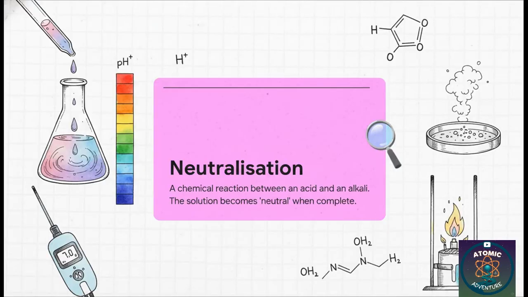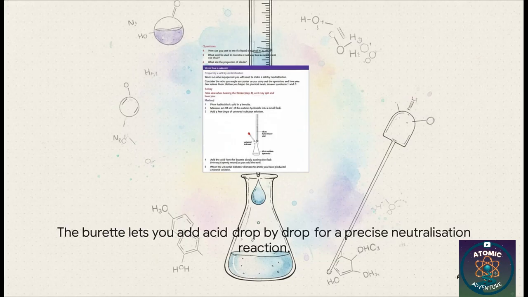So what exactly is neutralization? Well, it's just the process where an acid and an alkali chemically cancel each other out. When you've added just the right amount of each, the final solution is neutral. It's not acidic and it's not alkaline. Now, because both of our ingredients are clear liquids, we can't just add one in excess like before. We need to be much more precise. And that's where this special piece of equipment comes in. It's a burette, and it lets us add the acid to the alkali drop by drop, giving us complete control.